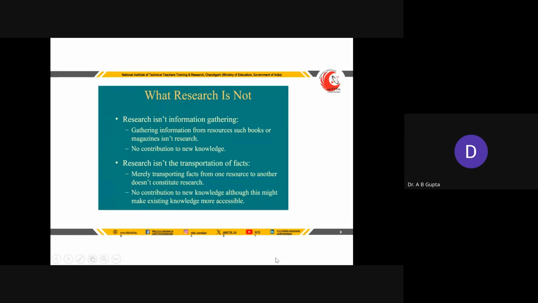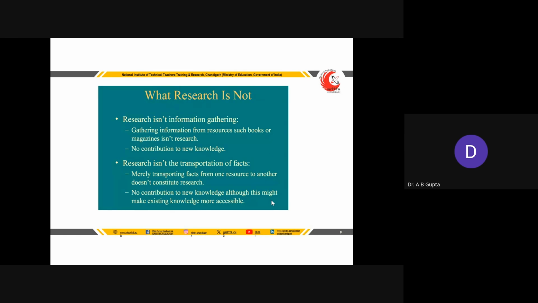Then, research is not transportation of facts. If some information is there in the books, or in a certain paper or magazine, and you take that information and transport it from one source to another, maybe shifting it from a textbook to your PPTs, that shifting or transportation of information or facts from one resource to another is not research.